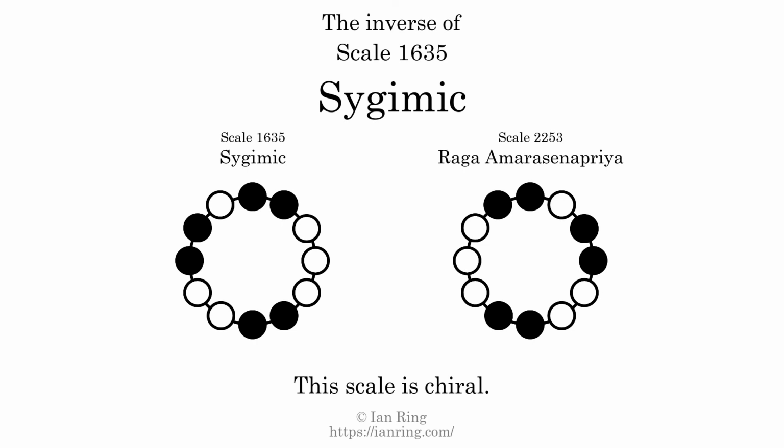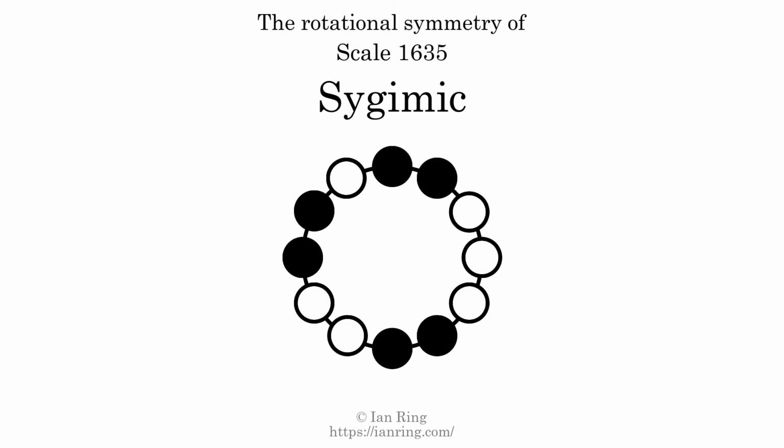The inverse of a scale is a mirror image. It is what you get when the sequence of intervals is reversed. The inverse of this scale is scale 2253, also known as Raga Americana. This scale is chiral. It cannot transform into its inverse by rotational transformation. This scale has no rotational symmetry.